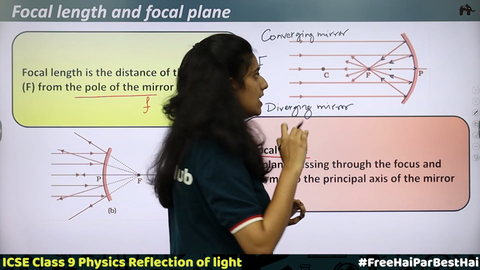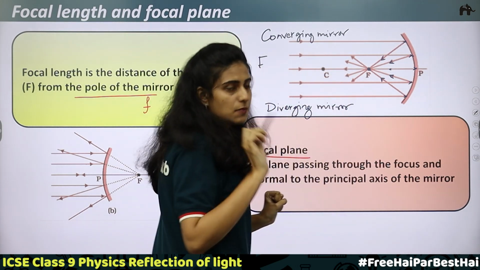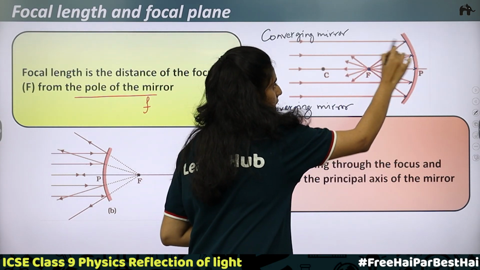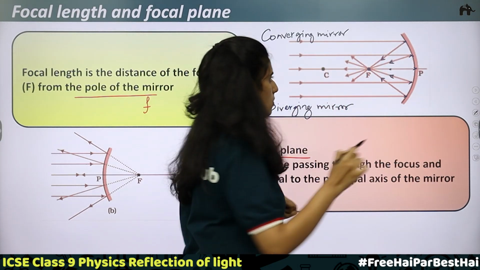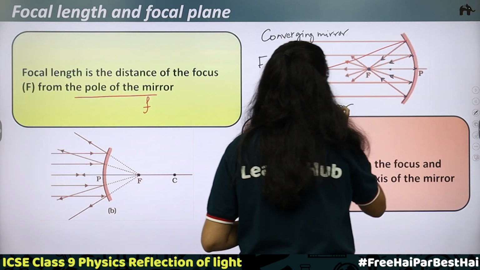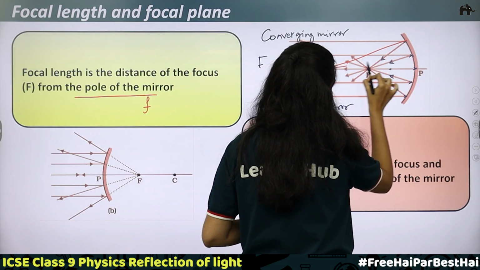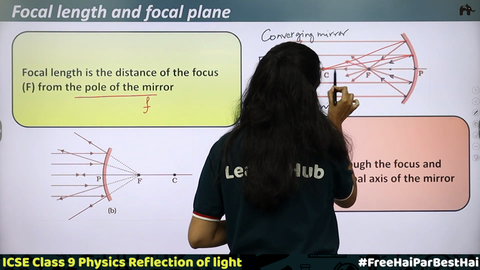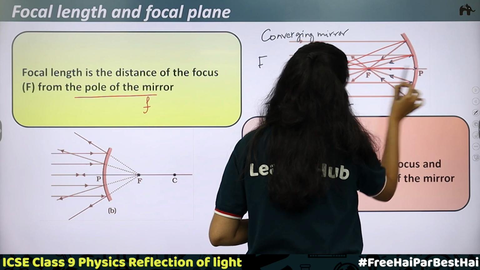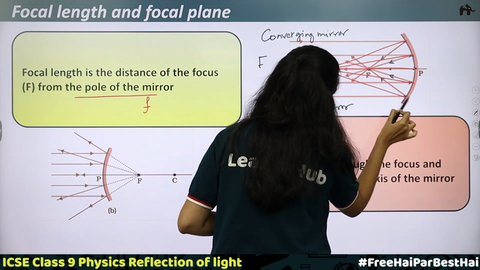In each case we can draw the normal. A normal is a line that is passing through the point of incidence and the center of curvature. Only then will you get the normal. So here we have the first normal. Now for the second light ray, we can draw the normal. This is the second normal. Here we can draw the third normal, the fourth normal, and the fifth normal.